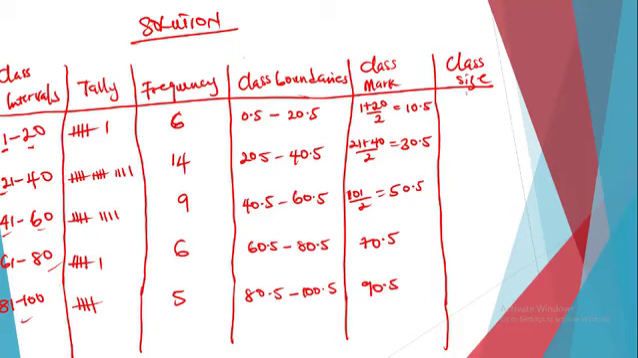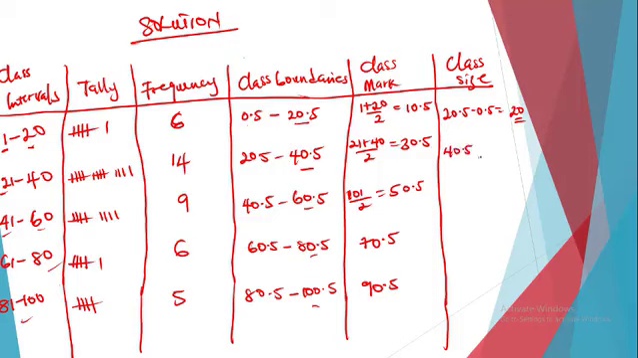Now for the class size, which is the last one, the class size is the upper class boundary minus the lower class boundary. The upper class boundary, this is what we call the upper class boundary. These ones are what we call the upper class boundary. Then minus what? The lower class boundary. That will give us what? The class size. Okay. Now for this, it is equal to 20.5 minus 0.5. That will give us what? 20. Is that correct?